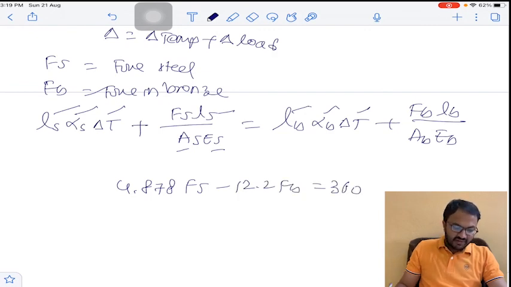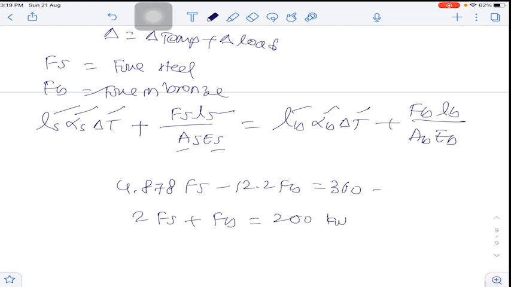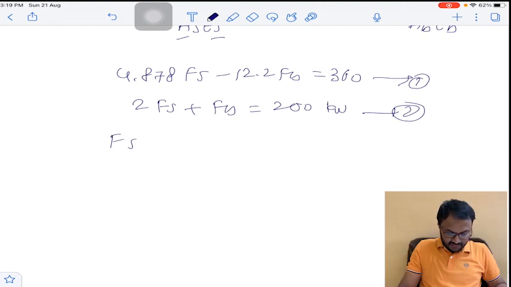And from the equilibrium equation, you will have one more equation: two steel bars, two times the force in steel, plus the force in bronze. These three have to carry 200 kilonewton. By using these 2 equations, you can get the force in steel equal to 95.634 and the force in bronze equal to 8.73.